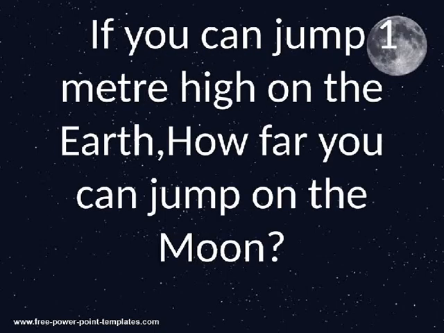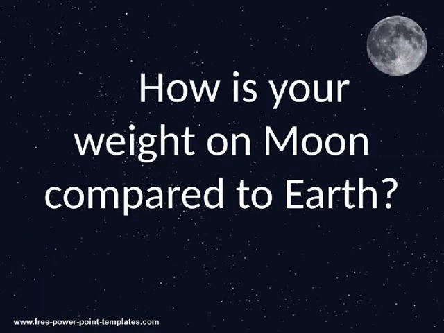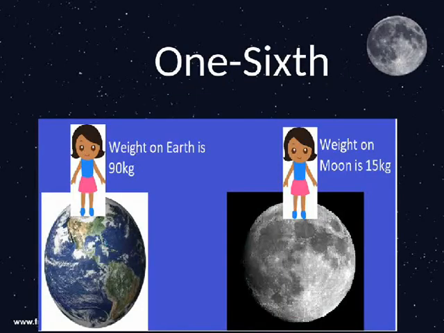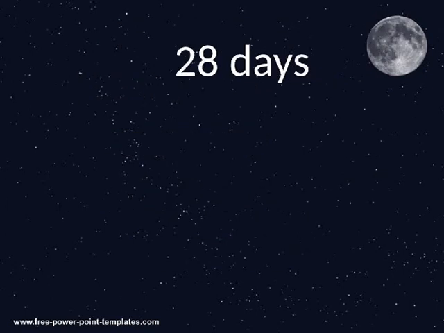If you can jump 1 meter high on the Earth, how far you can jump on the Moon? 6 meters. How is your weight on Moon compared to Earth? 1/6. How many days does Moon take to complete one revolution around the Earth? 28 days.